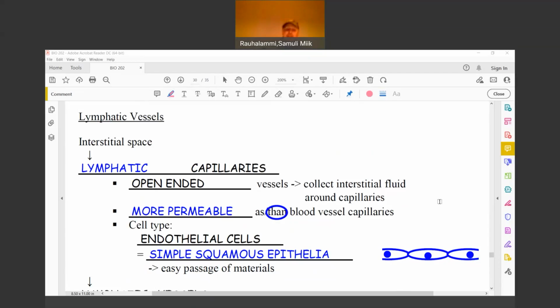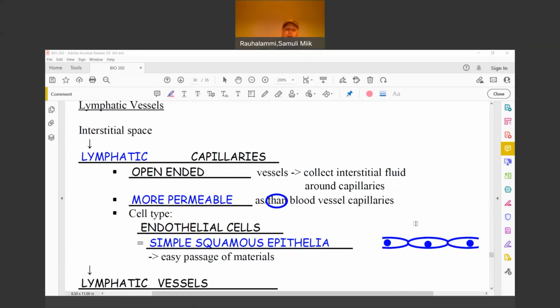They do have the simple squamous endothelium that we saw in the tunica intima, so again, this allows easy passage of materials across the membrane.